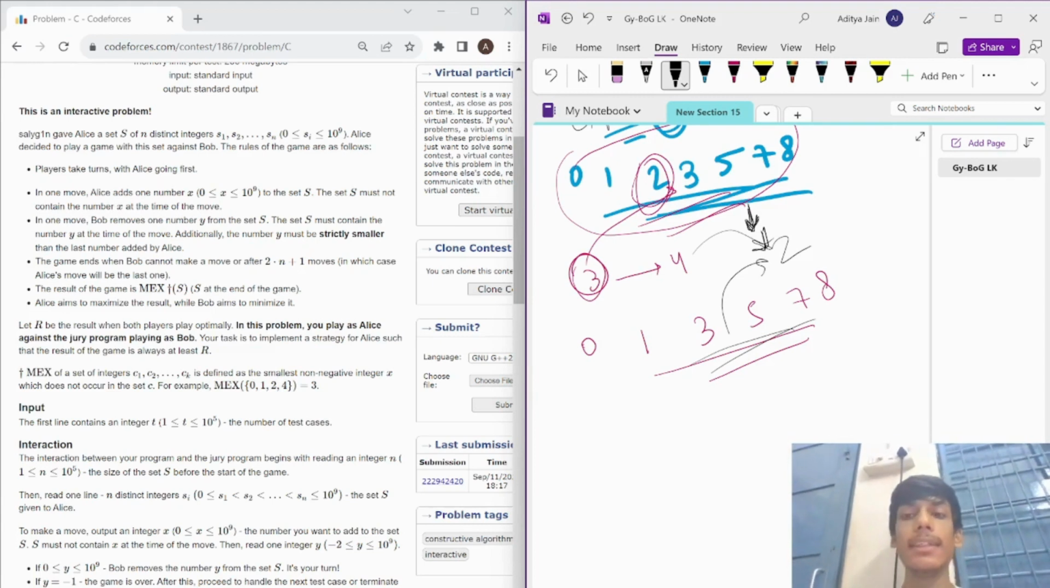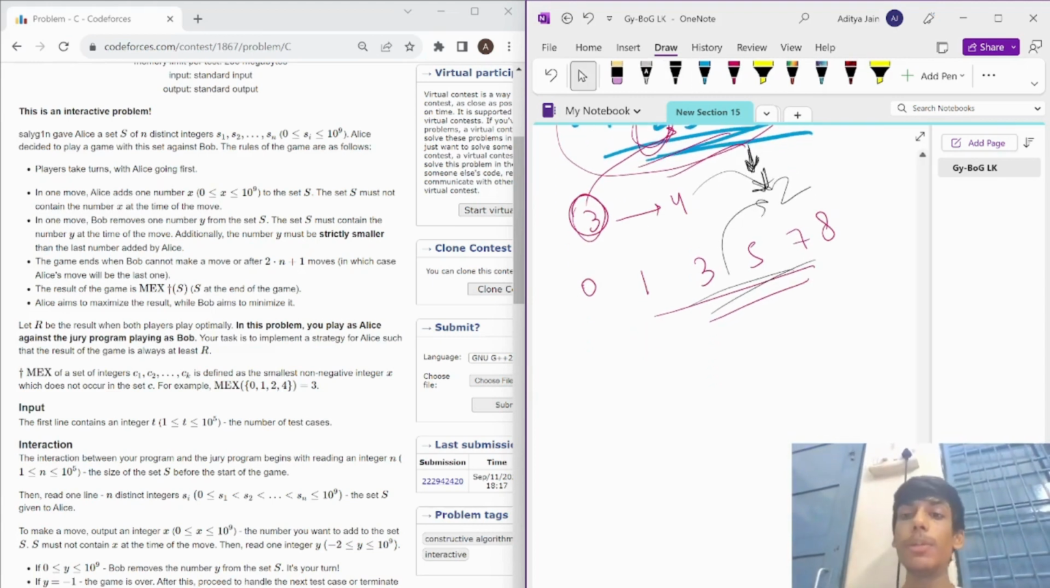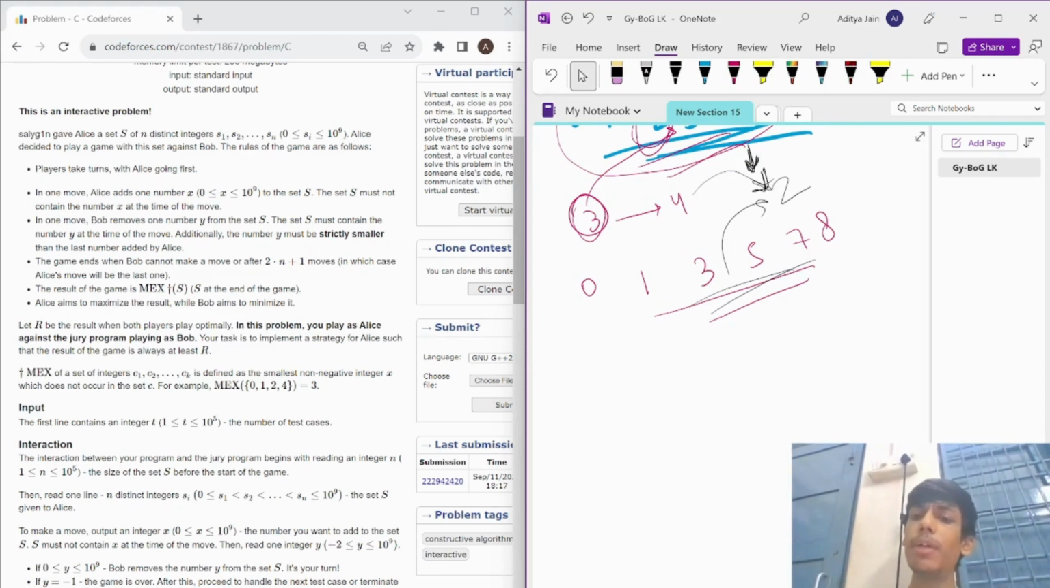Now, it's Alice's turn again, right? The purpose of Alice is to maximize the max. Now the max is 2. Suppose Alice inserts any number which is greater than 2. Suppose she inserts 6. If she inserts 6, then the array will become 0, 1, 3, 5, 6, 7, 8. Still, its max is going to remain the same.